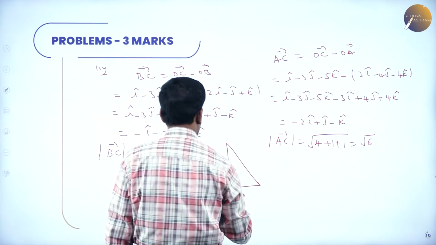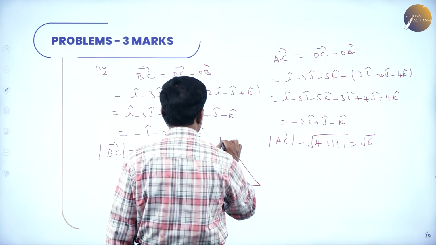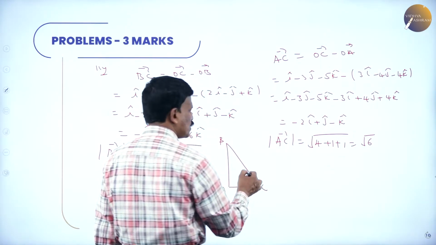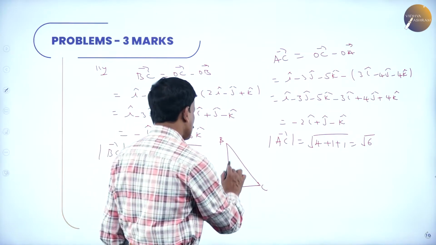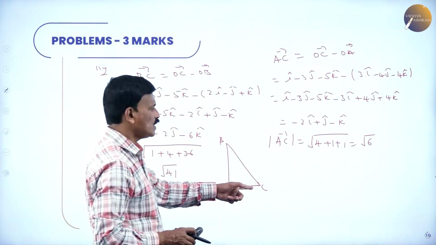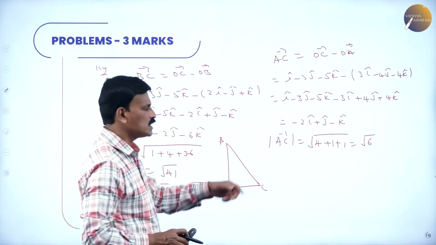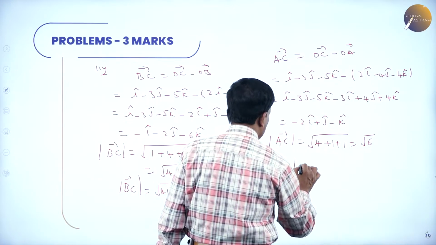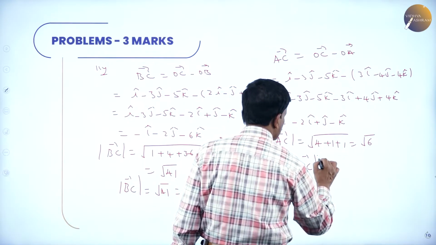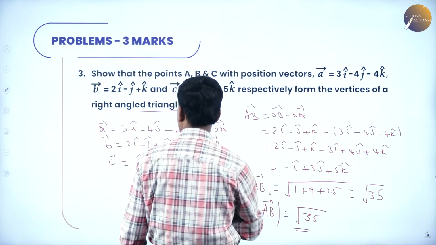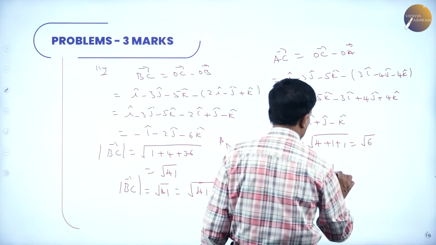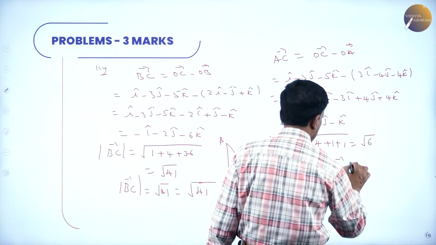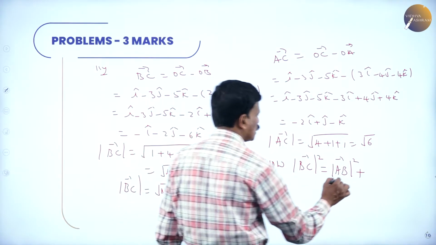Now just what is required is to verify these are the vertices of a right angle triangle. Let us consider this as A, B and C. Now what is to verify? If you apply Pythagoras theorem for this, BC square is equal to AB square plus AC square. Now verify this. That's it. Now, magnitude of BC square is equal to vector AB square plus vector AC square.